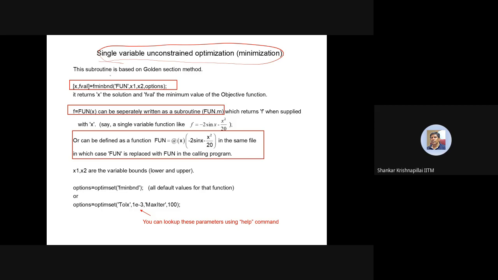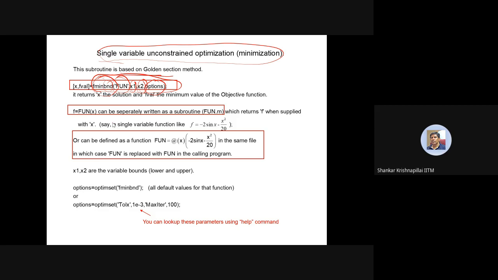This subroutine is based on the golden section method and it can take only one variable x. This is the format of the subroutine: fminbnd. Boundaries means you have to give x1, the lower bound, and x2, the upper bound of the x variable. Fun is the definition of the objective function, and options is something you have to set before you call the subroutine.